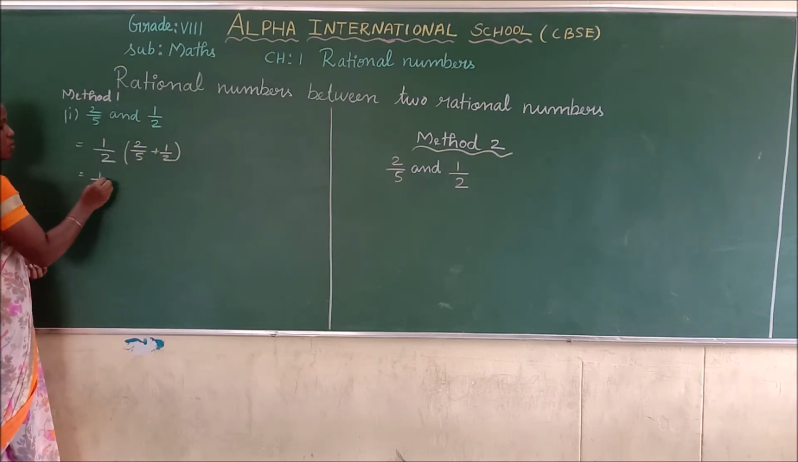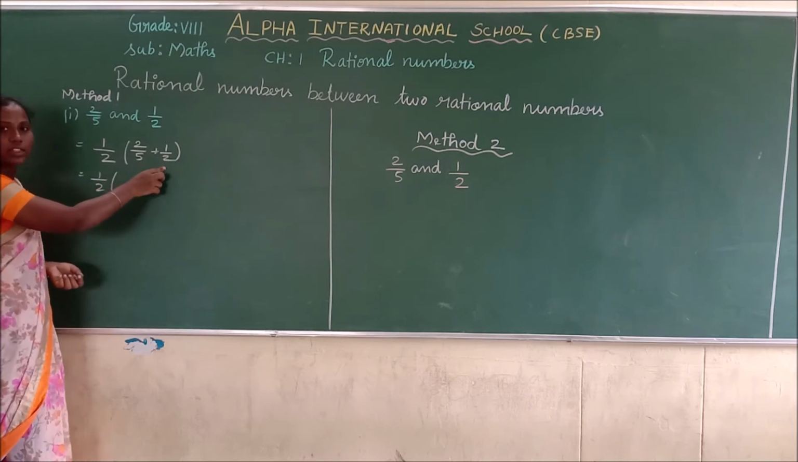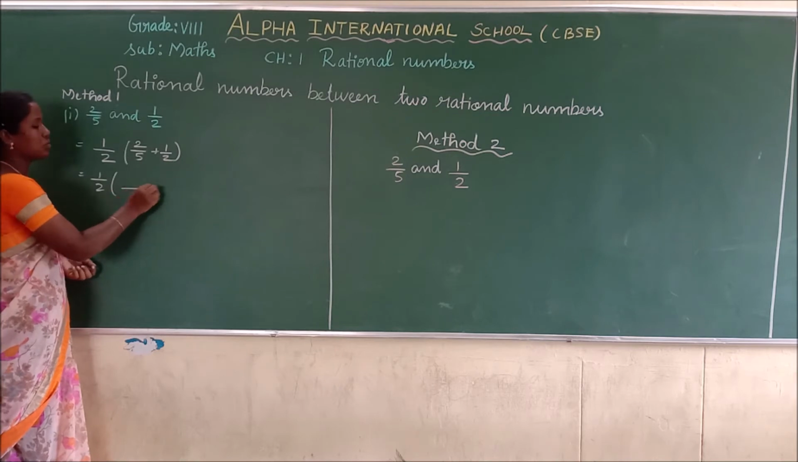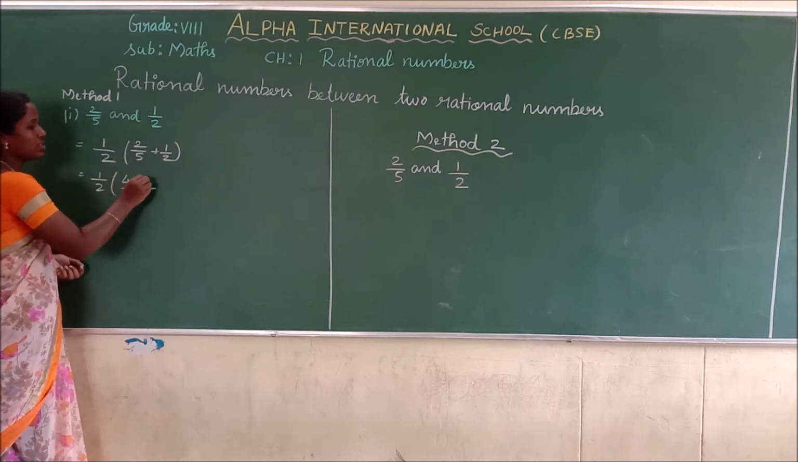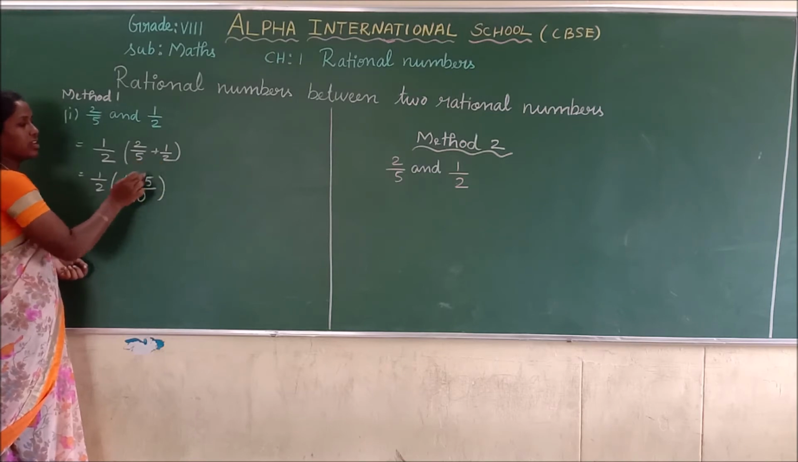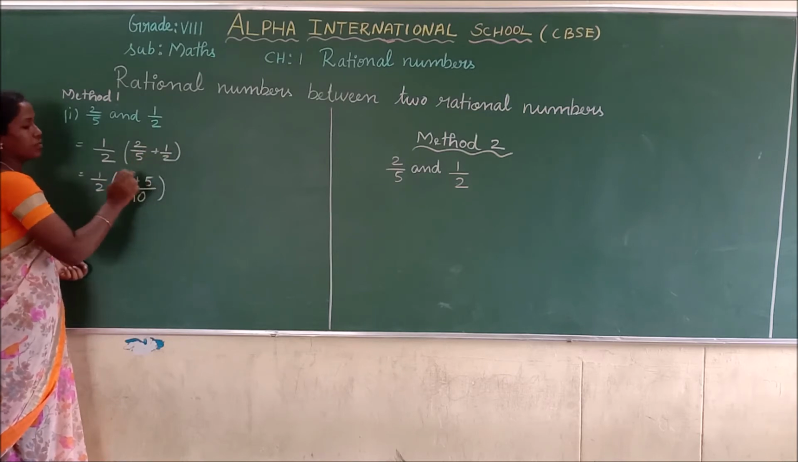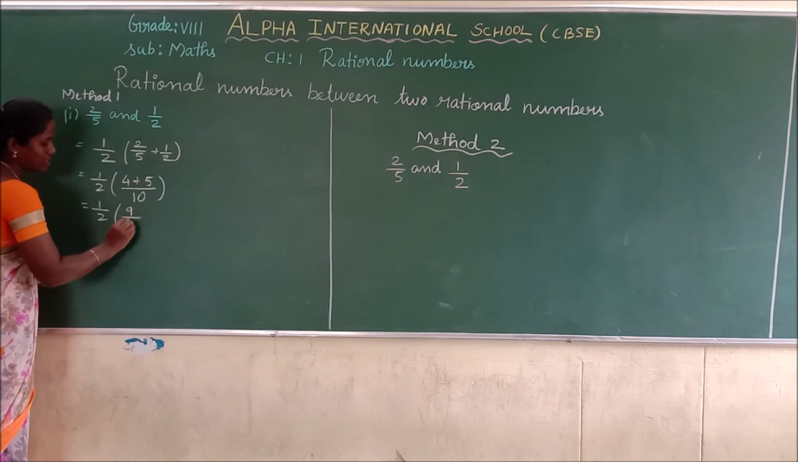So, 1 by 2. We have to add these two rational numbers. We know the procedure to add two rational numbers: for the denominator, we have to take the LCM. So what is the LCM? 10. So 5 twos are 10, and multiplying by 2, 2 twos are 4, and 1 into 5 is 5. So finally we are getting 1 by 2 of 9 by 10.